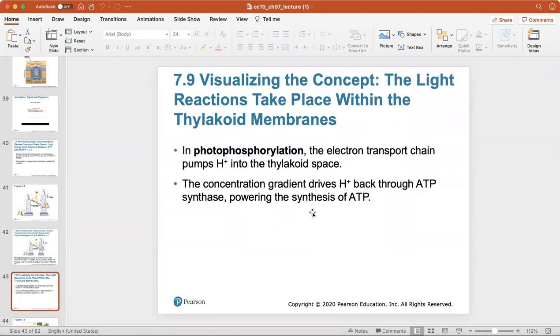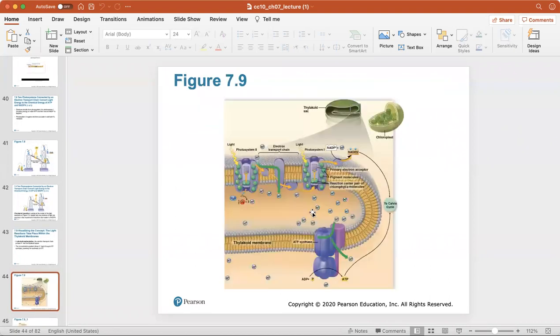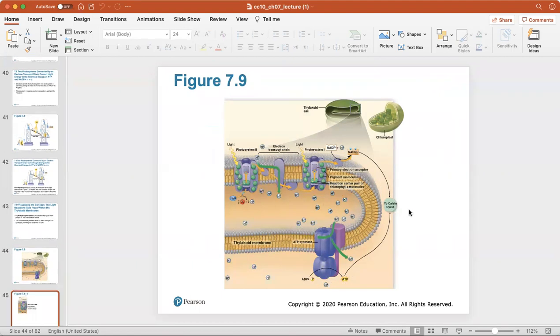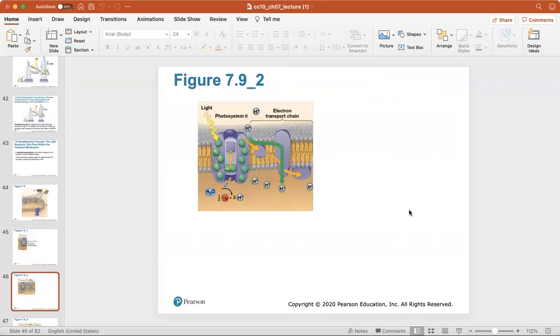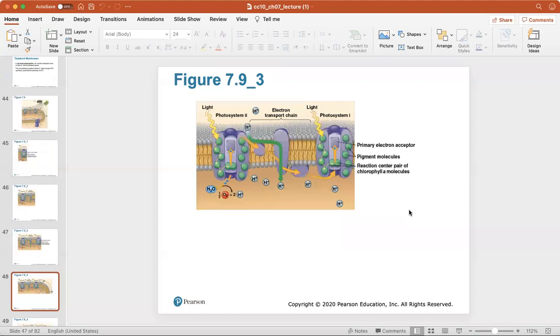In photophosphorylation, the electron transport chain pumps hydrogen into the thylakoid space, and the concentration gradient drives hydrogen back through ATP synthase, which powers the synthesis of ATP. And that's shown here. So we're creating a concentration gradient by pumping hydrogen ions into this space. And when the hydrogen ions then get transported through the ATP synthase, a lot of ATP is created that will go to the Calvin cycle to help create sugar. And this kind of takes you through the steps that we just talked about.